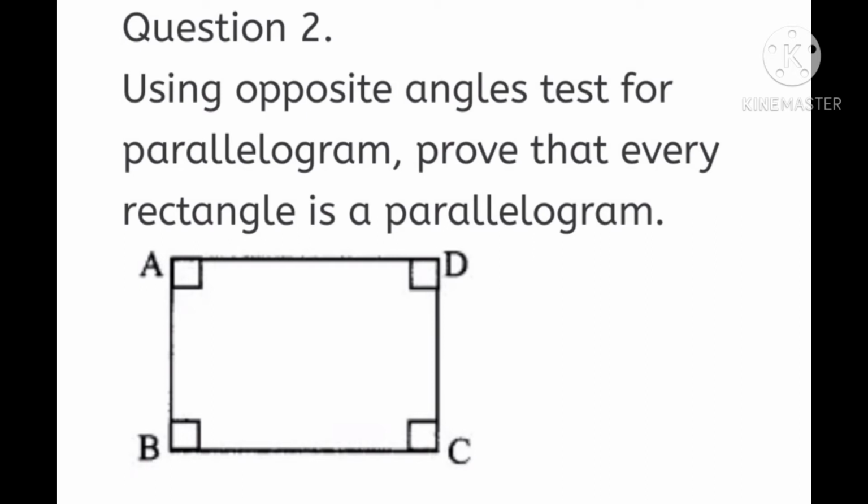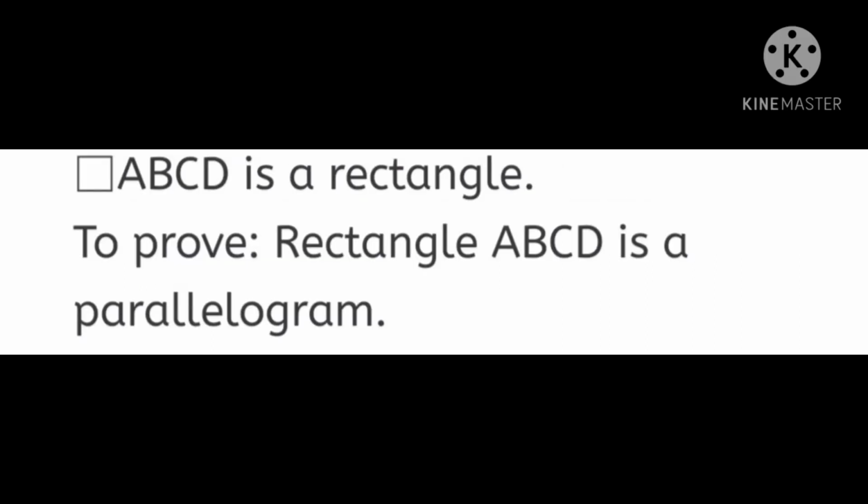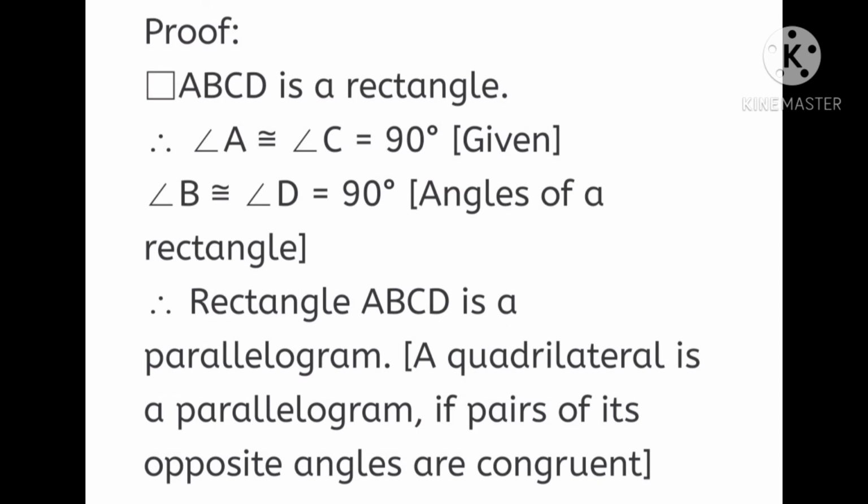opposite angle test we can prove that every rectangle is a parallelogram, because in a rectangle, all angles are of 90 degrees, so opposite angles are congruent. Okay, let's start the solution. Given is quadrilateral ABCD is a rectangle, and you have to prove that this rectangle ABCD is a parallelogram. Okay, now start proof. Quadrilateral ABCD is a rectangle.